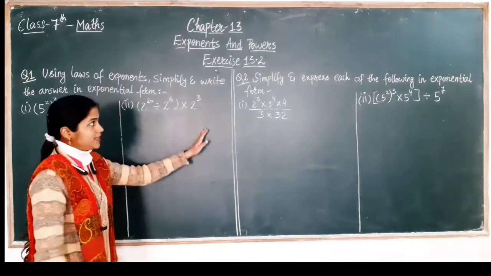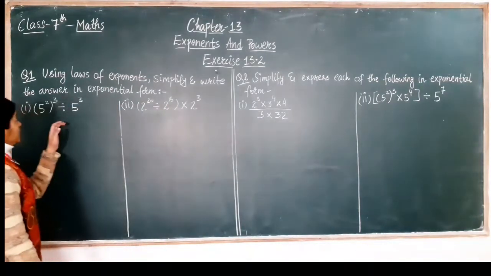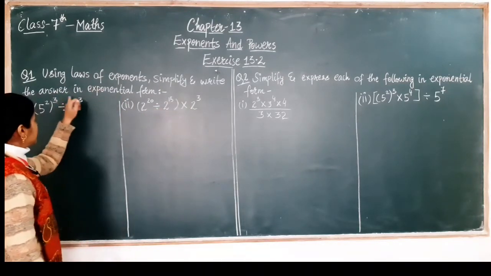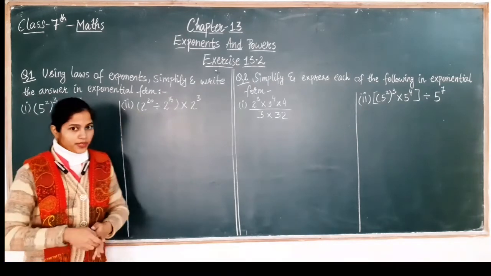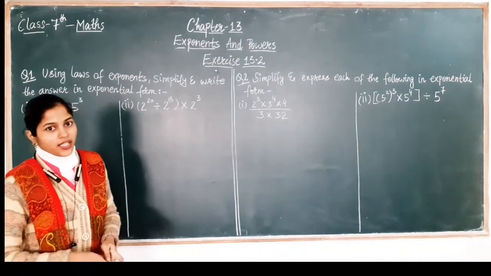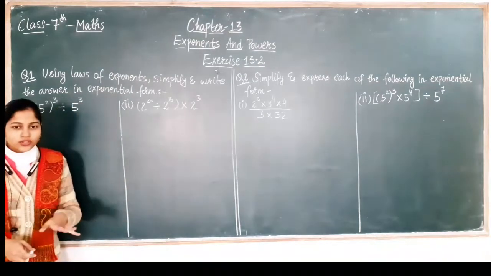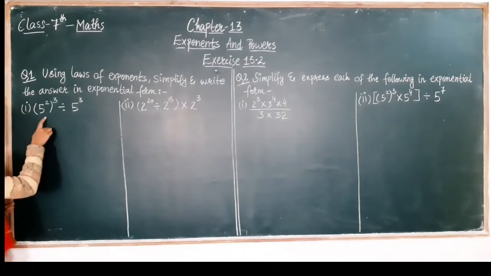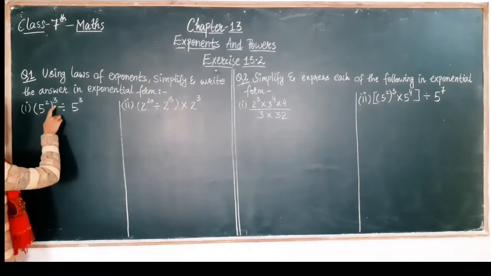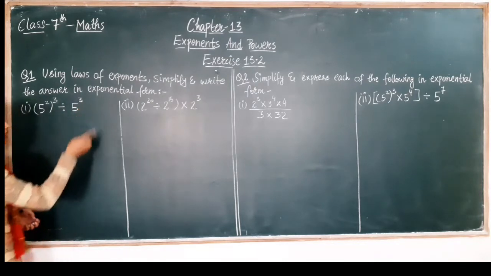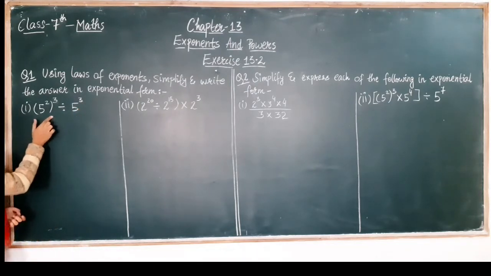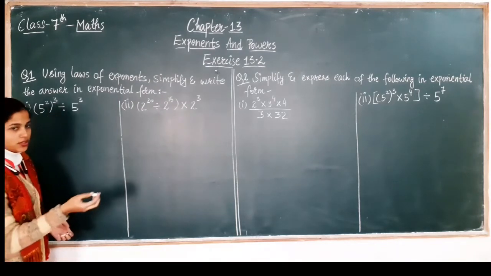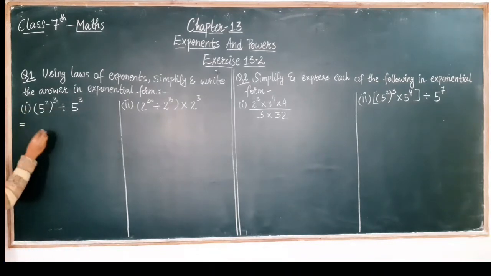Let's start our new exercise, that is 13.2. The first question says, using the laws of exponents, simplify and write the answer in exponential form. Previously we have studied all the laws of exponents, and in this exercise we are going to use those laws and solve the questions. The first question is 5 raised to the power 2 whole to the power 3 divided by 5 raised to 3. First we have to simplify this power of power. For that we have to use the law.